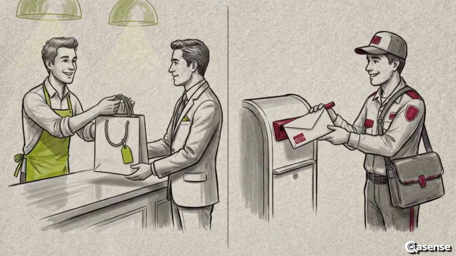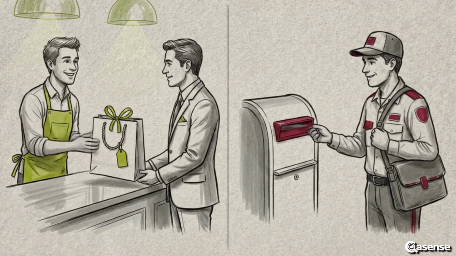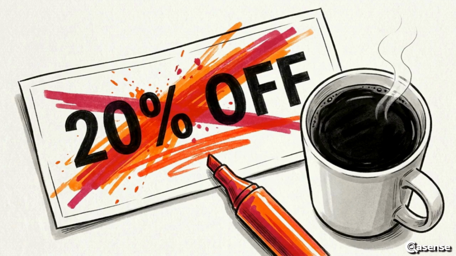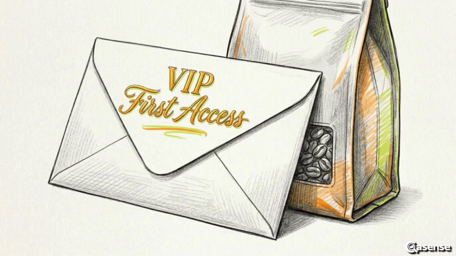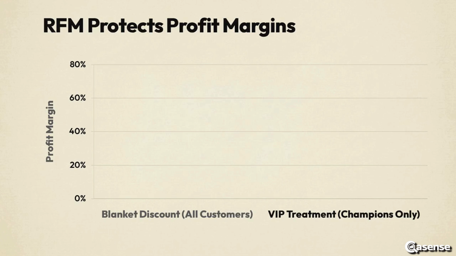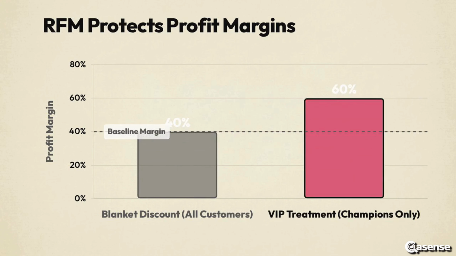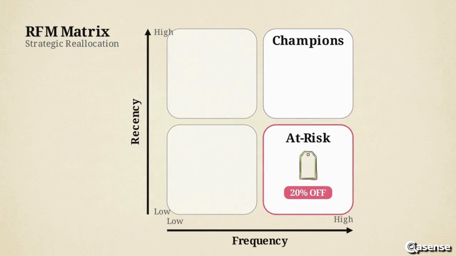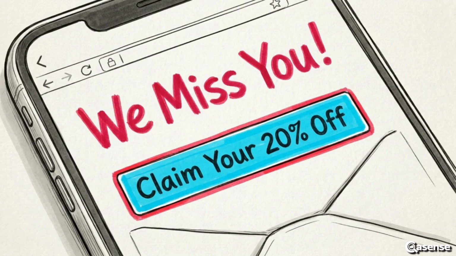Applying these specific segments completely overhauls their discounting strategy. For their champions, Brewbox stops offering a margin-eating 20% discount. Instead, they reward these buyers with early access to new products or a simple note of appreciation. The customer feels valued, and the business keeps its profit. They take that aggressive 20% discount and deploy it exclusively to the at-risk group. These are the people who actually need a targeted win-back offer to revive their old routine.